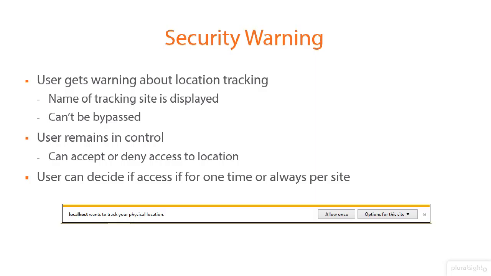Therefore, whenever a site wants to access this information, the browser will protect you as a user and give you a warning like you see here at the bottom of this slide. This is simply a screenshot of Internet Explorer. Other browsers are doing something similar. In the warning, the name of the site is displayed. This is important so that the user knows if it's the main site or perhaps a banner hosting site which is requesting this information. There is no way for your code to bypass the appearance of this message, which is good news for the user. The user therefore remains in control and, depending on the browser, has the option to share the information once or always for that particular site.